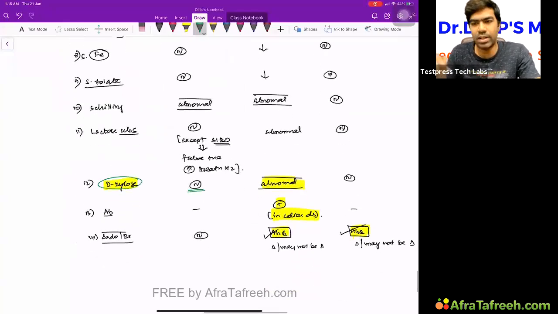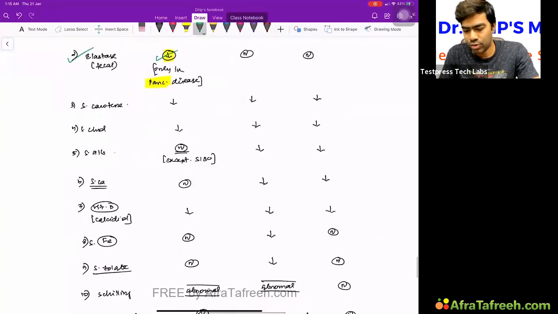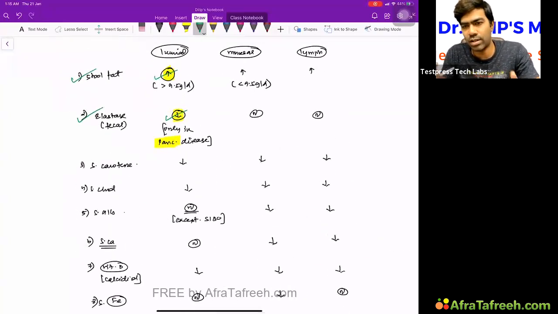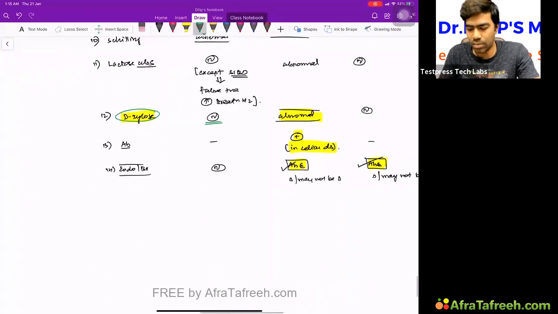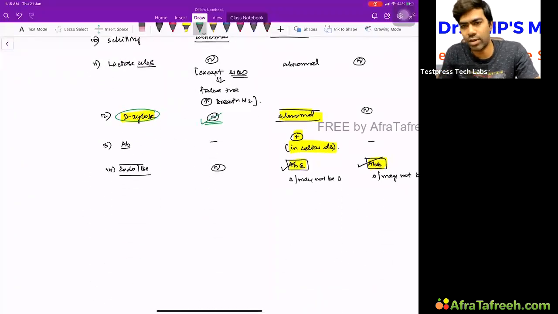D-xylose test is completely normal in patients with pancreatic insufficiency. Very, very important point. So in exam, if you get a high stool fat, low fecal elastase, and a normal D-xylose test, what they're trying to tell is it's a pancreatic disease. Very, very common question in exam. One of the very, very important questions.